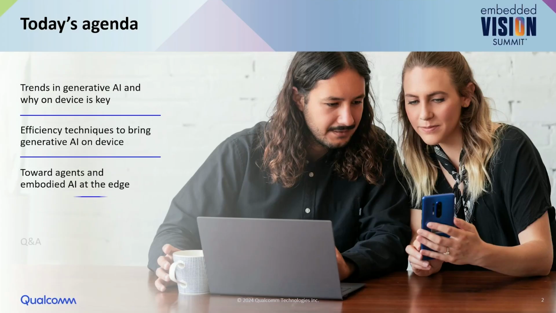All right, for today's talk, I'll break it down into three different subjects. First, we'll look at the general trend in Gen AI, in particular, why on-device is key. The second perspective is that at Qualcomm, we have conducted a lot of R&D effort in efficiency techniques. This is to allow us to bring a lot of Gen AI techniques and use cases to the device, so we can run them smoothly and professionally.